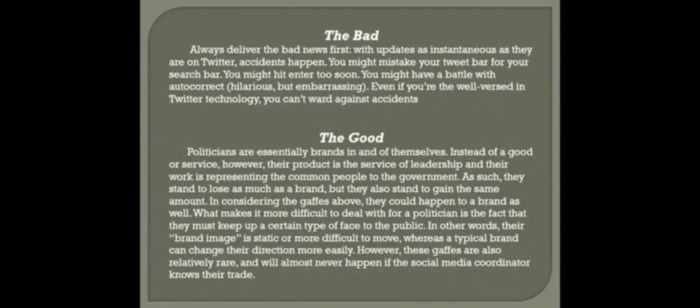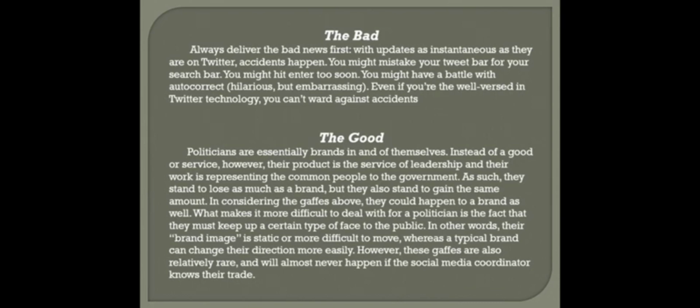The politicians are essentially brands in and of themselves. Instead of a good or service, however, their product is a service of leadership, and their work is representing the common people to the government. As such, they stand to lose as much as a brand, but they also stand to gain the same amount. The gaffes above could happen to a brand as well.